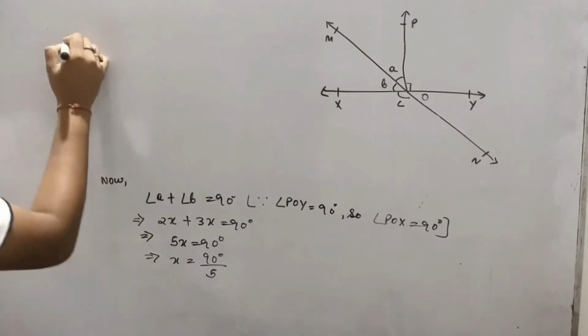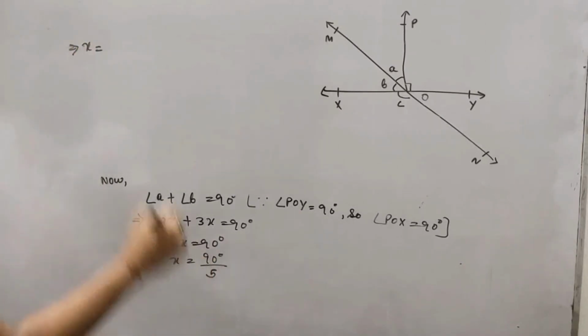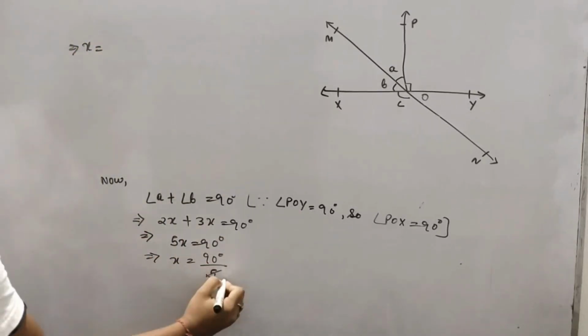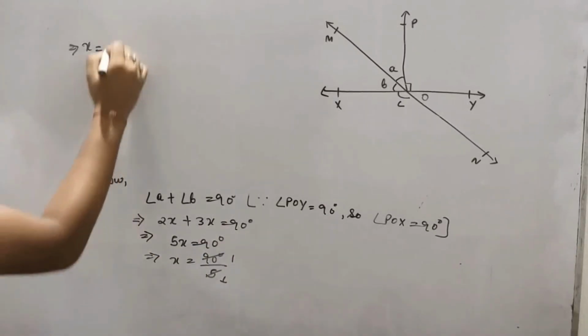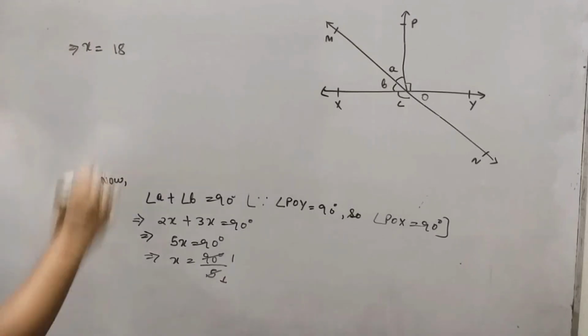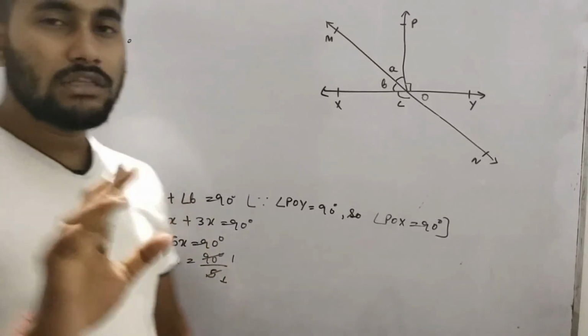What will we get? x will be equal to 90 divided by 5. 5 times 1 is 5, cancel this, 5 times 8 is 40. So what is the value of x? 18 degrees. Okay, we have got the value of x.